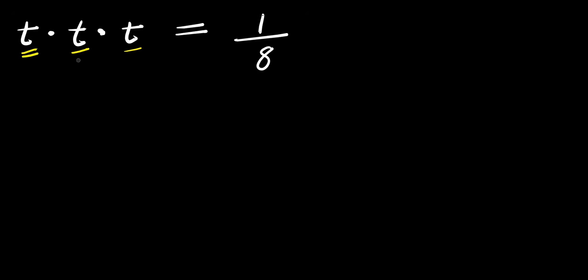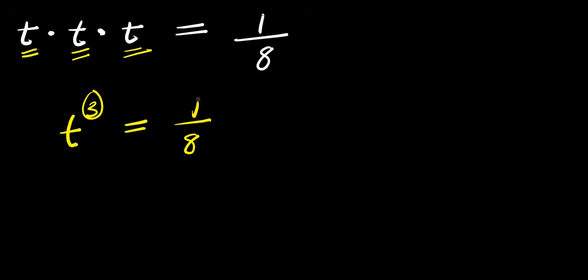We have t times t, that's t power 2, times t again. This is t to the power of 3. And this equals 1 divided by 8. Now there is a power of 3 here, and on this side, we need to ensure that we also have a power of 3.